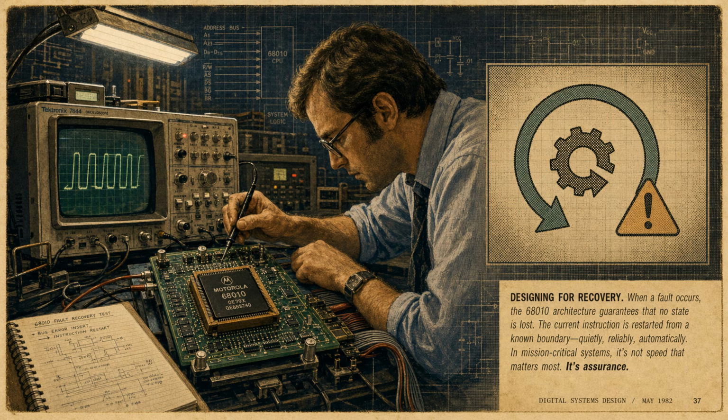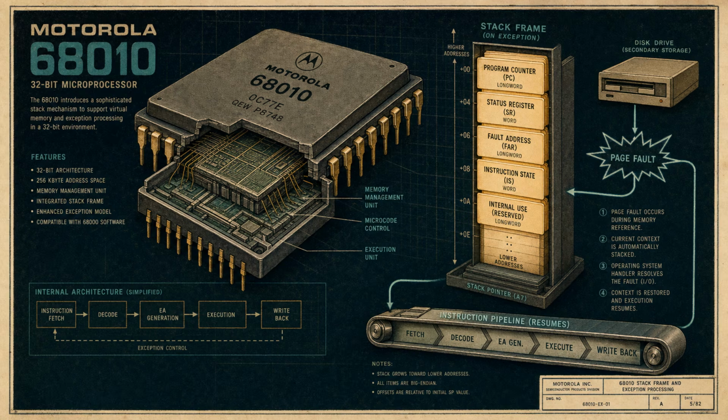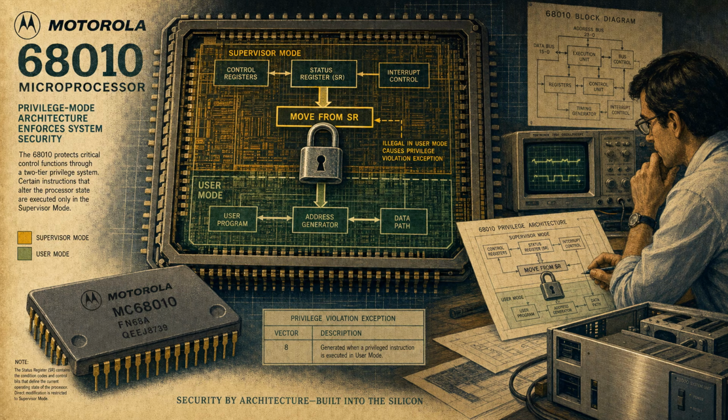The more profound change was about robustness in the face of faults. The original 68000 had trouble restarting complex instructions cleanly after a bus error or a page fault, which limited full-featured virtual memory. The 68010 added an extended, or long, bus fault stack frame. In plain terms, it stored enough internal state on the stack so that after an interrupt or fault was handled, like a page of memory being loaded from disk, the CPU could reliably resume the interrupted instruction as if nothing had happened.